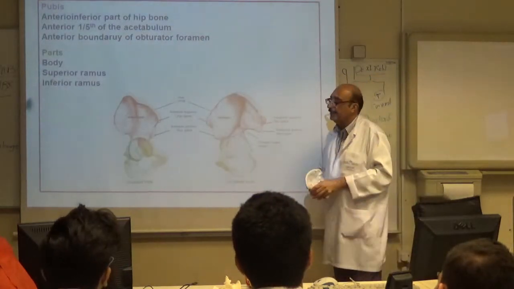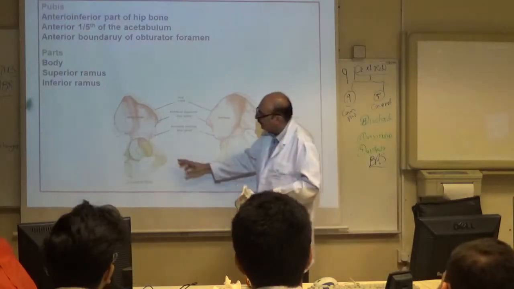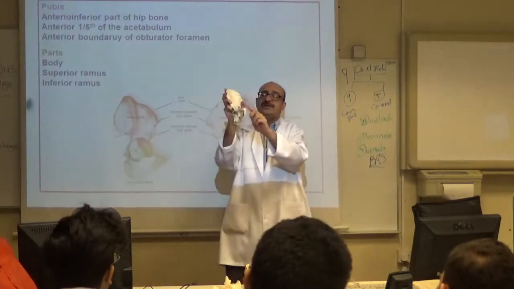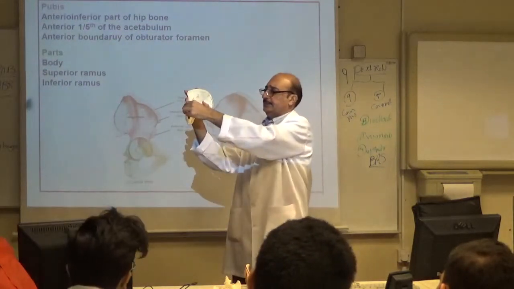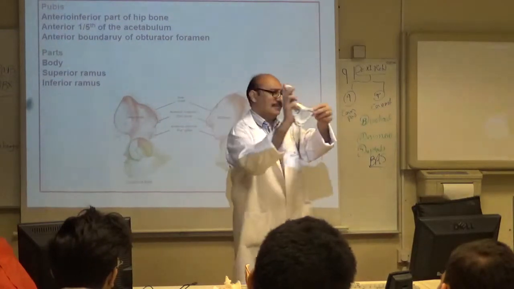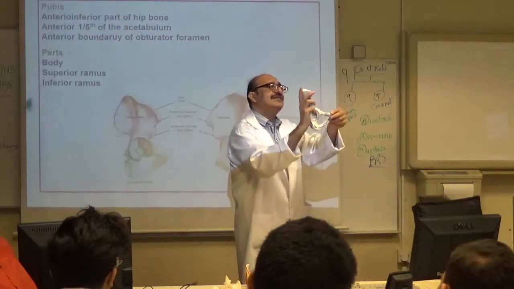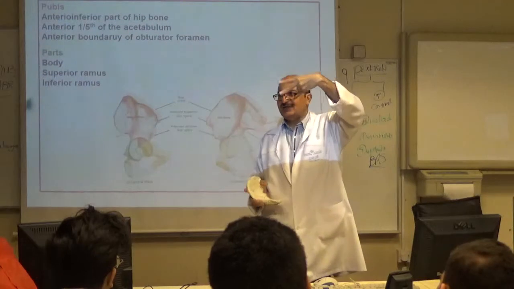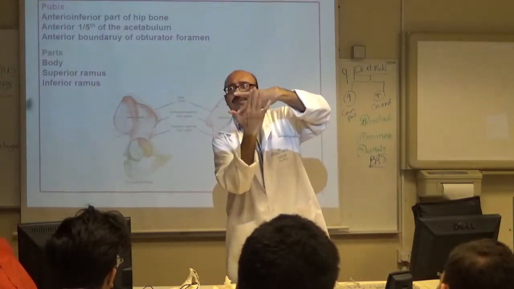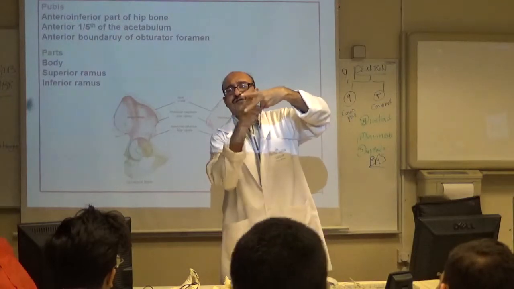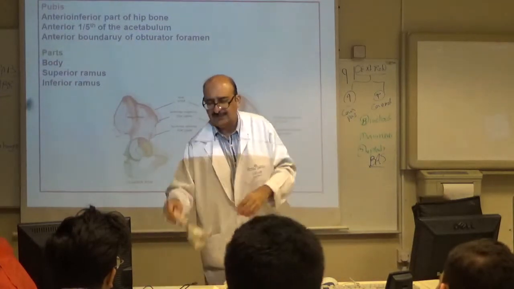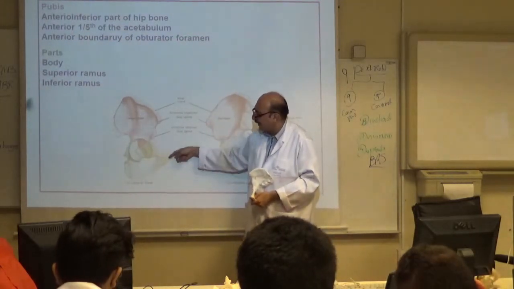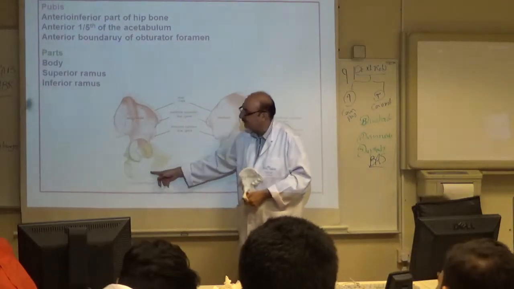Pubis. Where is the pubis? See. This is ilium. This front bone is the pubis. It has 2 rami, 2 attachments, one here, one here. So if I consider this hand as the pubis, here is the body of the pubis. This body, this superior ramus, inferior ramus. What is a ramus? See here, body, superior ramus joining with the other part of the bone. Inferior ramus joining with the ischium.